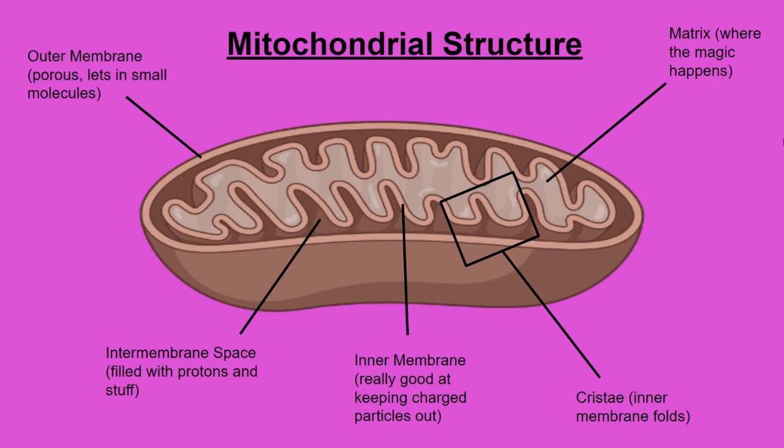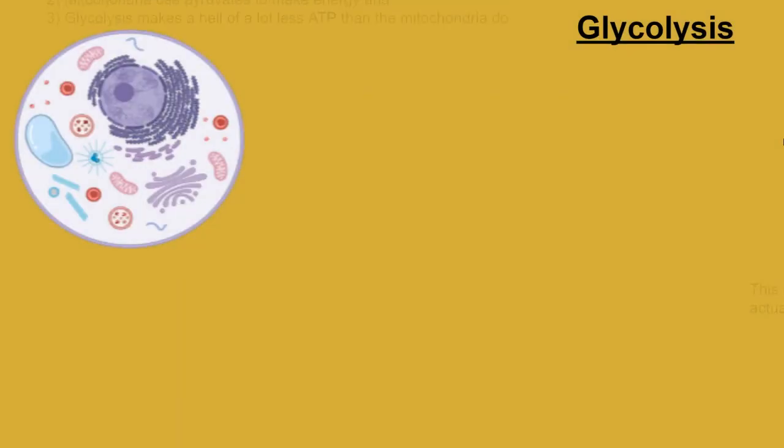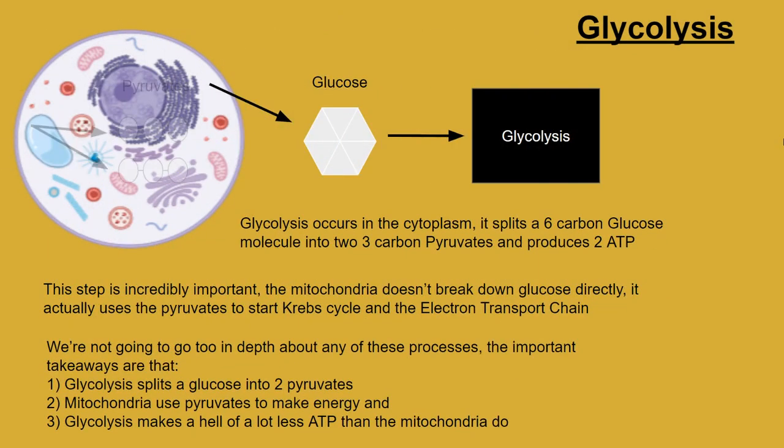The outer membrane is porous, but mitochondria aren't that big. They can't let a molecule as big as glucose inside. So how do mitochondria make energy if they can't use glucose? Remember that glycolysis thing I mentioned earlier? Glycolysis splits a glucose molecule into two pyruvates and produces 2 ATP.